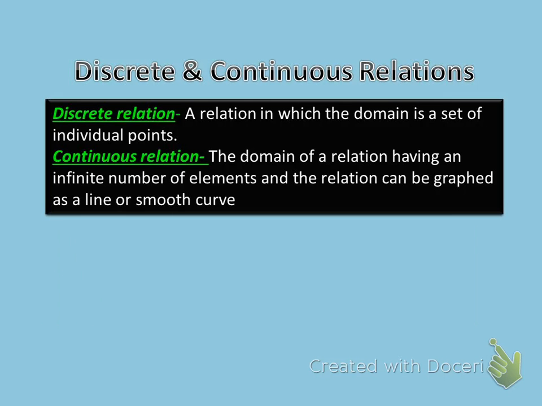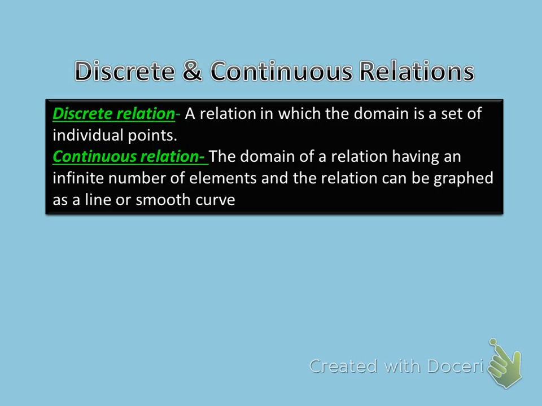We're going to skip vertical line test, move on to this. Okay? Now, discrete and continuous. It's very simple words. The definitions are actually super easy. You just have to learn them. Discrete relationships is a relationship in which the domain and range is a set of individual points. Namely speaking, everything we've done so far has been discrete. Okay? Because it's been points.